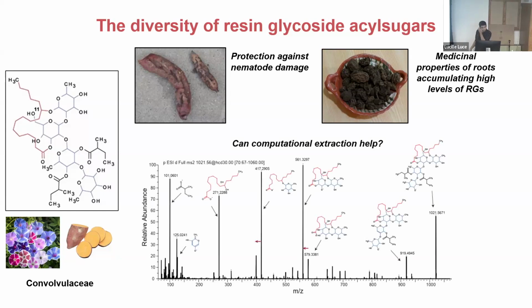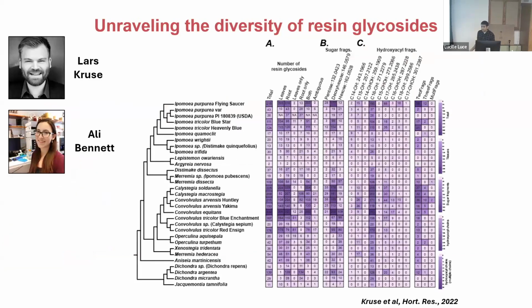So what we figured out was there is some pattern in how these compounds fragment in a mass spec. The masses can change a little bit, but we can predict what sort of masses they might have. So if you computationally dig into the mass spec data, can we recover more compounds this way? That's what Lars and Ali did.